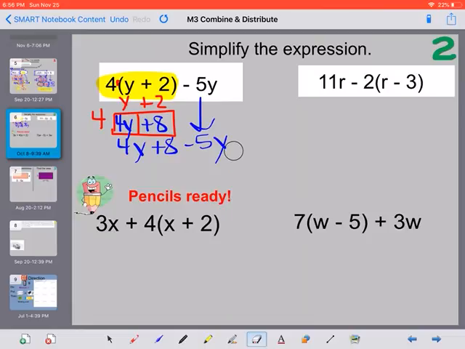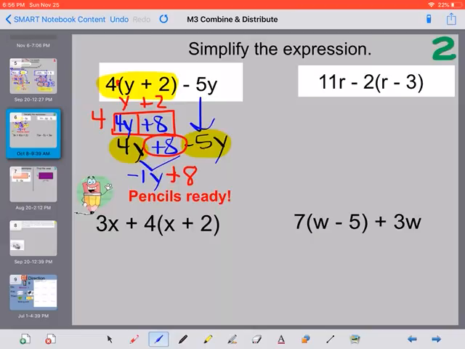So we need to combine our like terms. We have 4y and a negative 5y. Those are like terms because they both have a y. So if we combine those two together, different signs subtract. 5 minus 4 is 1y, but it's negative because 4y minus 5y is negative 1y. And then we just have this plus 8. So negative 1y plus 8 is our answer.